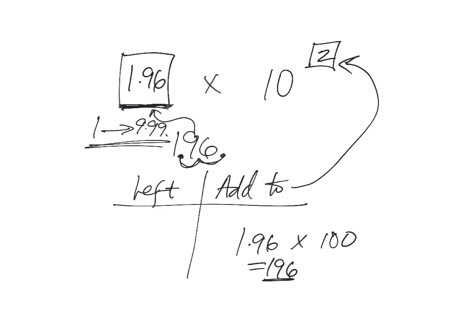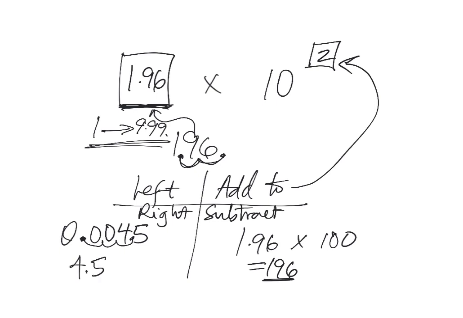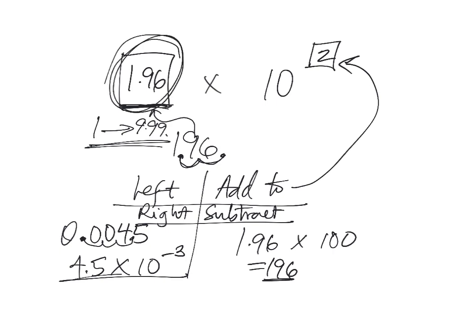Let's try a situation where it's like 0.0045. If we have this situation, we have to move the decimal to the right. 1, 2, 3. So if we're going to the right, then we have to subtract from the power. So it'll be 4.5 times 10 to the negative 3. So notice that when you move to the right, you subtract from the power. When you move to the left, you add to the power. You have to move the decimal until it gets to a point where the first number is in between 1 and 9.999, and then you adjust the power of what the 10 will have in the power place.